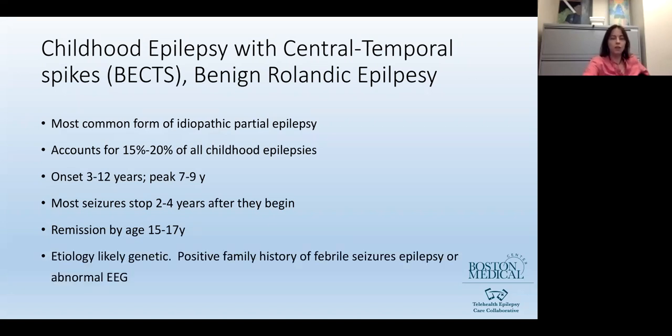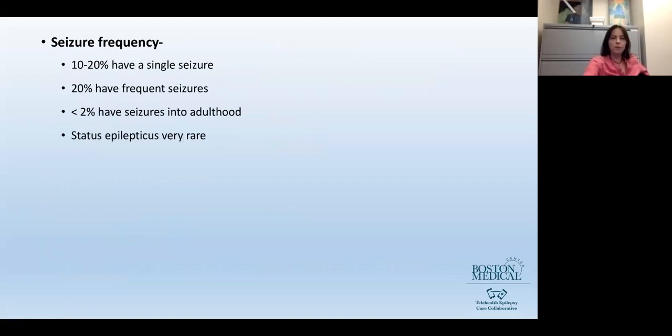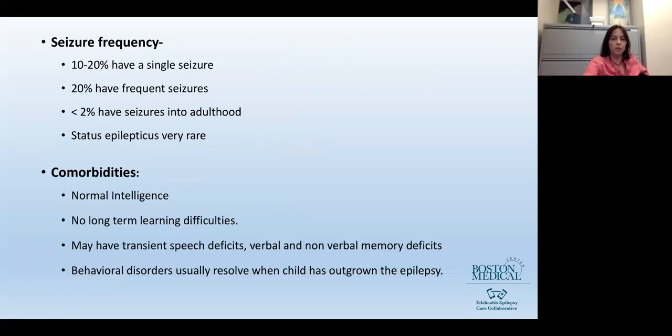The etiology is likely genetic. There is about 10% family history of either febrile seizures or epilepsy. And interestingly, there's quite a high number of family members who might have just the abnormal EEG without actually having the seizures themselves. The seizure frequency is usually low. About 10 to 20% will have only one single seizure and will not have any again. About 20% have frequent seizures. Less than 2% will actually have seizures into adulthood. And status epilepticus is very rare, usually less than 2%.